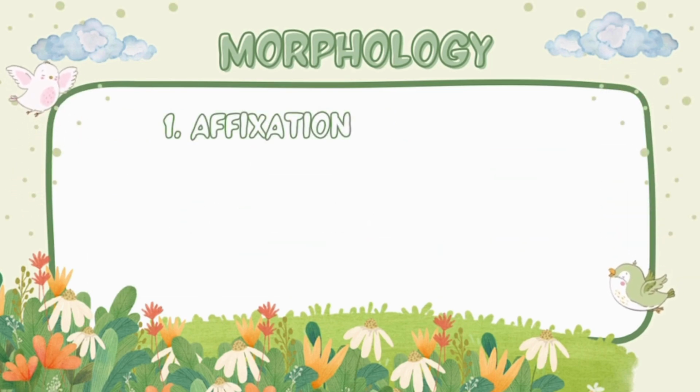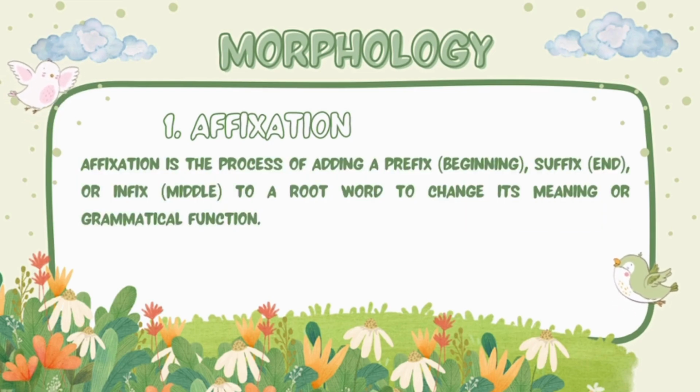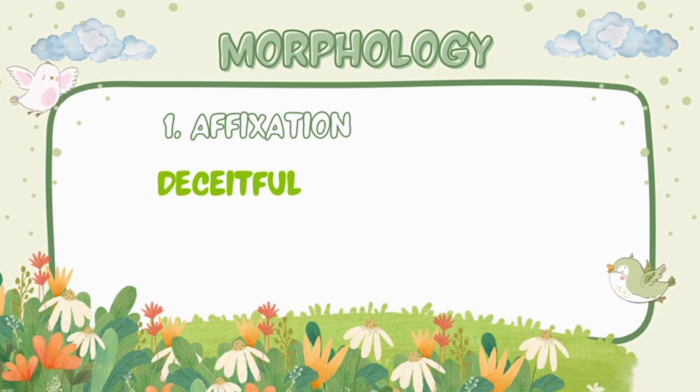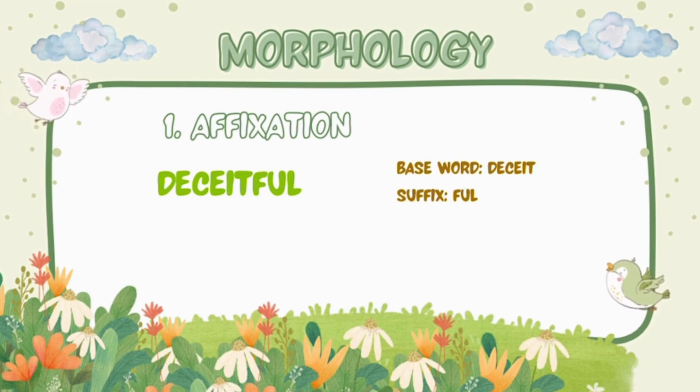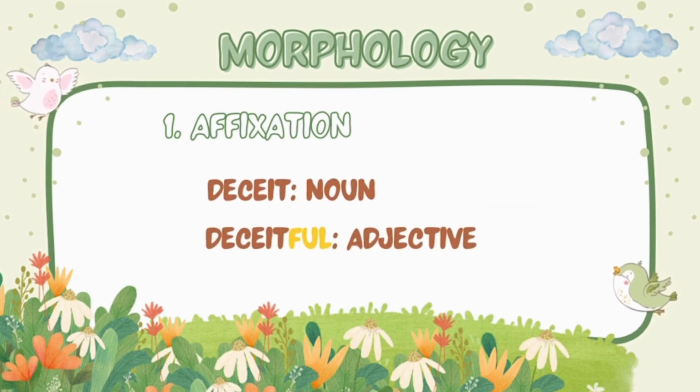Affixation. Affixation is adding a prefix (beginning), suffix (end), and infix (in the middle) to a base word to change its meaning or function. Based on the poem, for example, in deceitful, the base word deceit gets the suffix full to form an adjective meaning full of deceit.